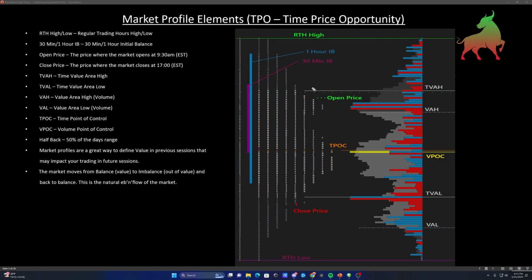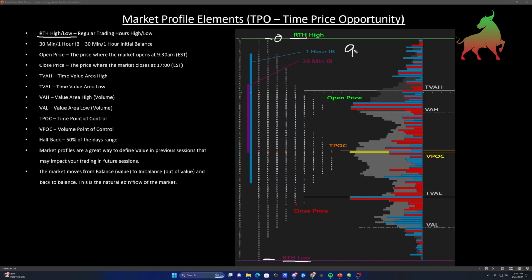I'm going to go through all of the lines and markups that I have on my chart here just so you guys are familiar with it going forward. And we'll start off with the RTH high and low. This is the regular trading hours high, regular trading hours low. The high is represented by this green line, the low is represented by this purple line.